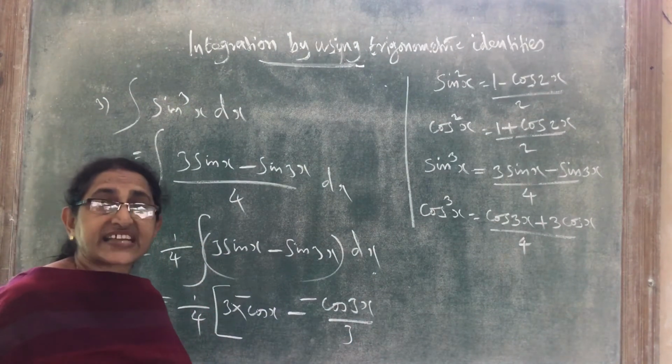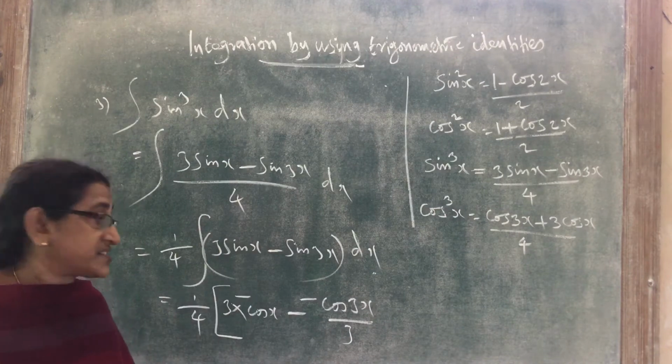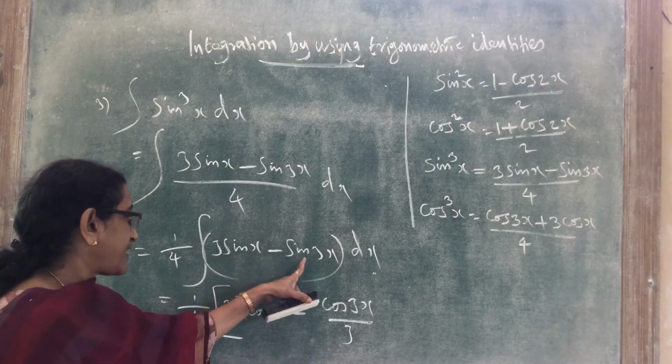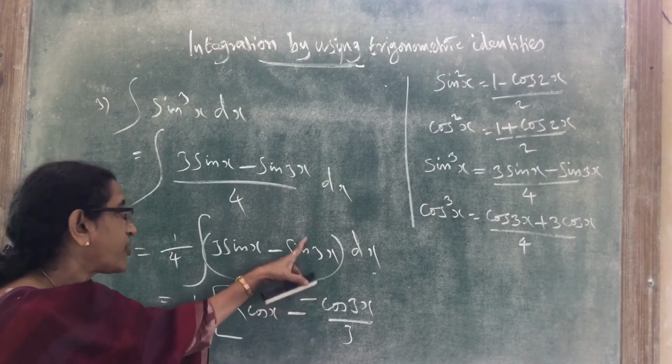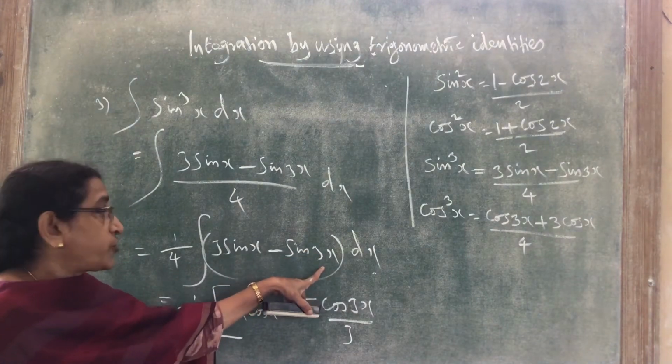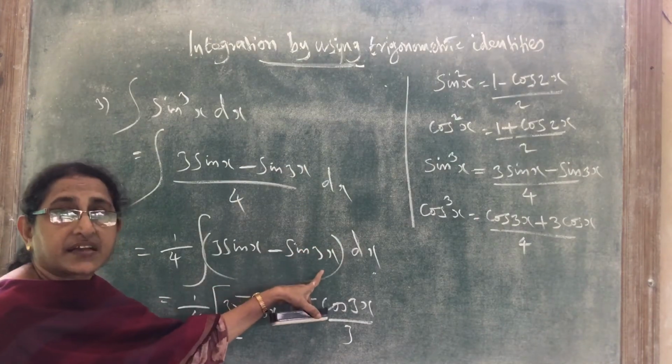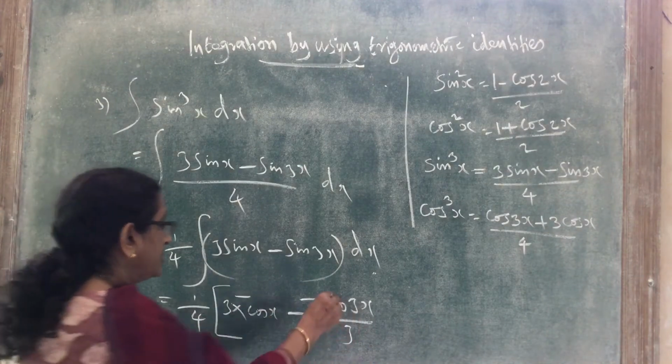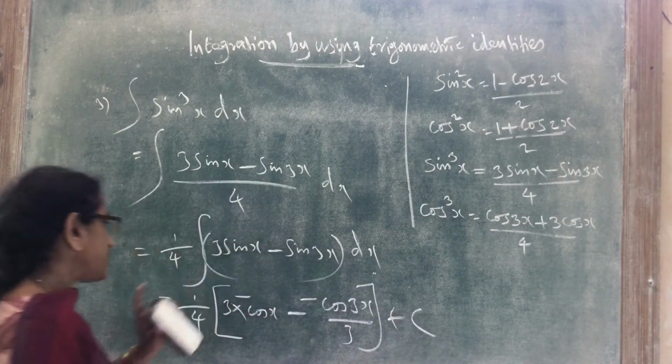Because we know the derivative of cos x is minus sin x, so the integral has a negative sign. So the integral of sin 3x is minus cos 3x by 3, because in the place of x it is 3x. So we have to divide by the derivative of 3x, which is 3. So that plus c. Now simplify and write.